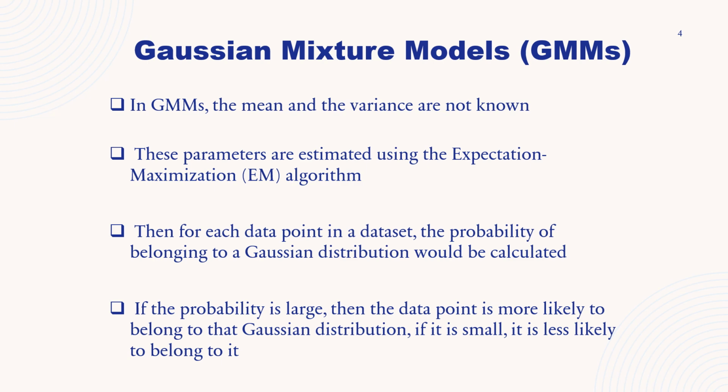In the next video, we will be looking at the expectation maximization algorithm in depth. But for now, we're going to talk about how it is used in GMMs. So back to GMMs. When the mean and variance are estimated, then for each data point in a data set, the probability of that data point belonging to a Gaussian distribution would be calculated. Now, because it is soft clustering, if the probability is large, then the data point is more likely to belong to that Gaussian distribution. And if it is small, it is less likely to belong to it.